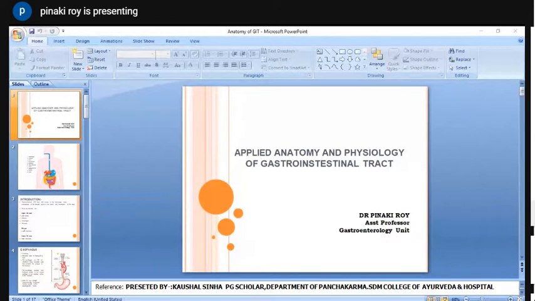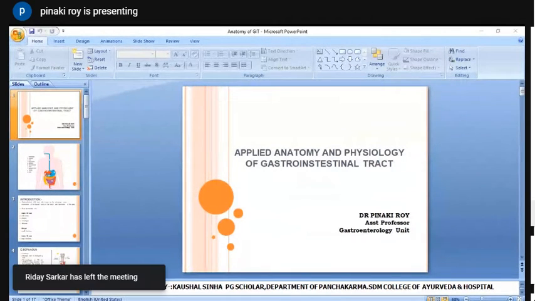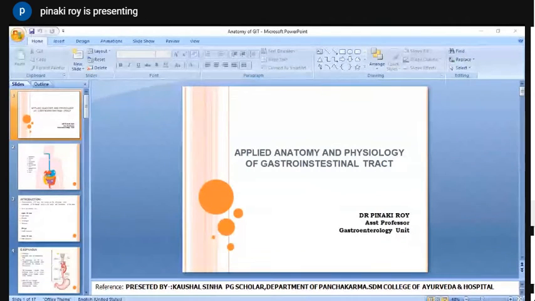Sometimes I will ask some questions also. One thing is that the GI system we have divided into 3 parts: upper gut, mid gut, and lower gut. So can anybody volunteer what are the demarcations between the upper gut, mid gut, and lower gut? What is the extent of the upper gut or foregut? Can anybody volunteer? It is a question from basic anatomy. Foregut, midgut, and hindgut. So what is the extent of foregut?